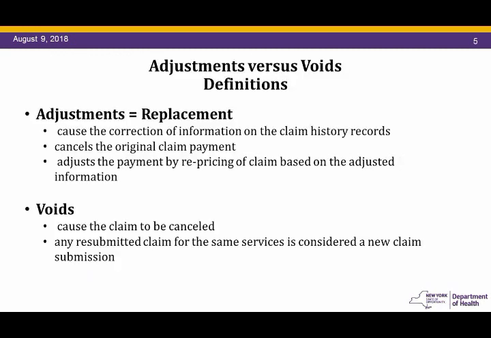Adjustments versus voids. Definitions. Adjustments, referred to as replacements on ePACES, cause the correction of information on the claim history record, cancel the original claim payment, and adjust the payment by repricing of the claim based on the adjusted information. An adjustment is when information on a claim needs to be corrected, for instance, the date of service, a different rate code, something to that effect. Voids cause the claim to be canceled. Any resubmitted claim for the service is considered a new submission.